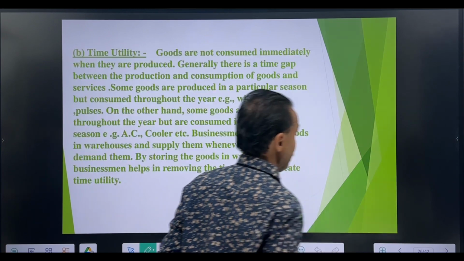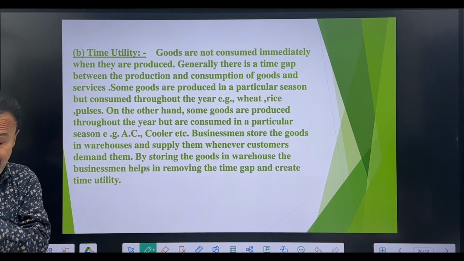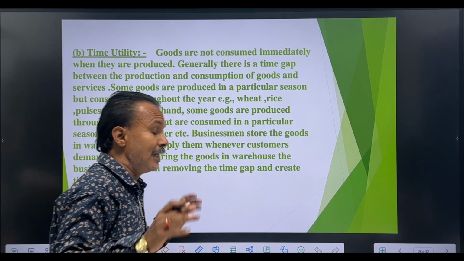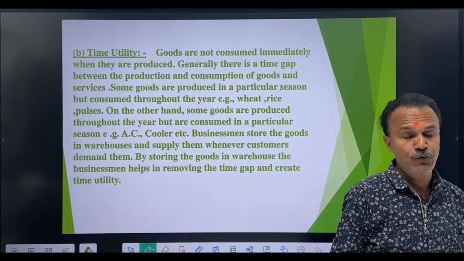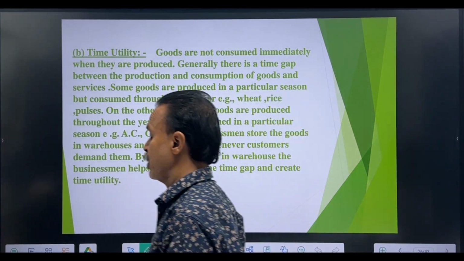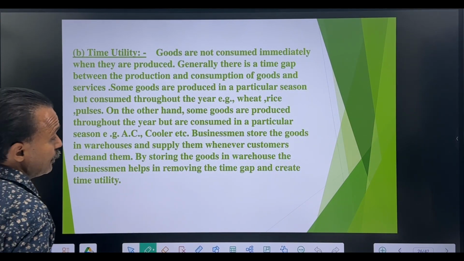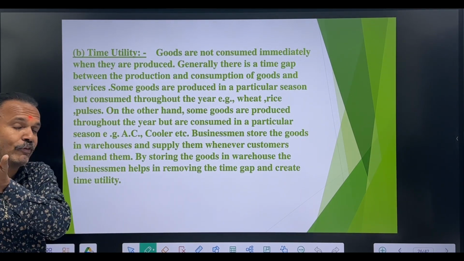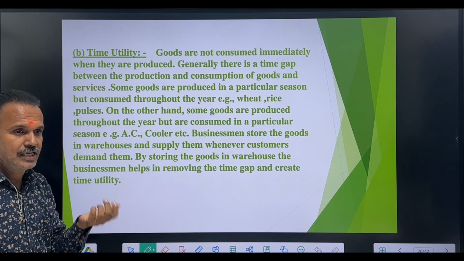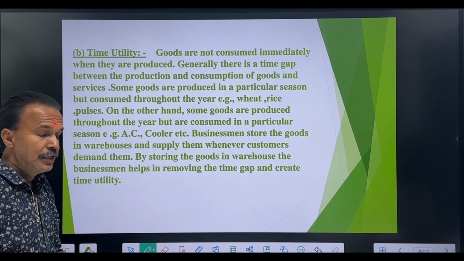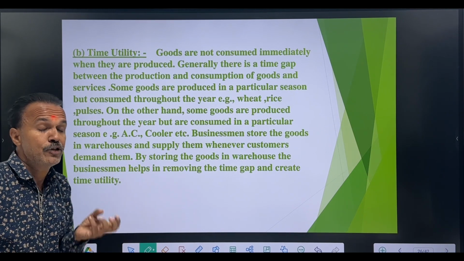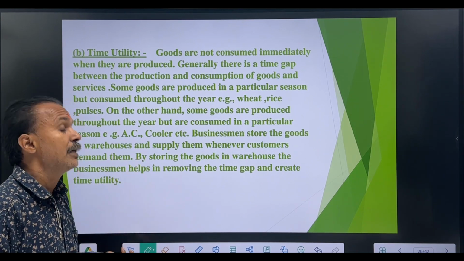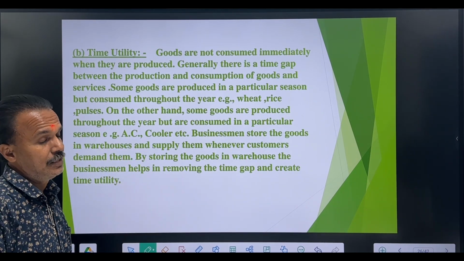Second, time utility. Generally, there is a time gap between the production and the consumption of goods. Goods are not consumed at the same time when they are produced. Some goods are produced throughout the year, but they are consumed only in a particular season, like AC, cooler, etc. These are produced throughout the year, but they are consumed only in the summer season. Woolen clothes are produced throughout the year, but they are consumed only in the winter season.